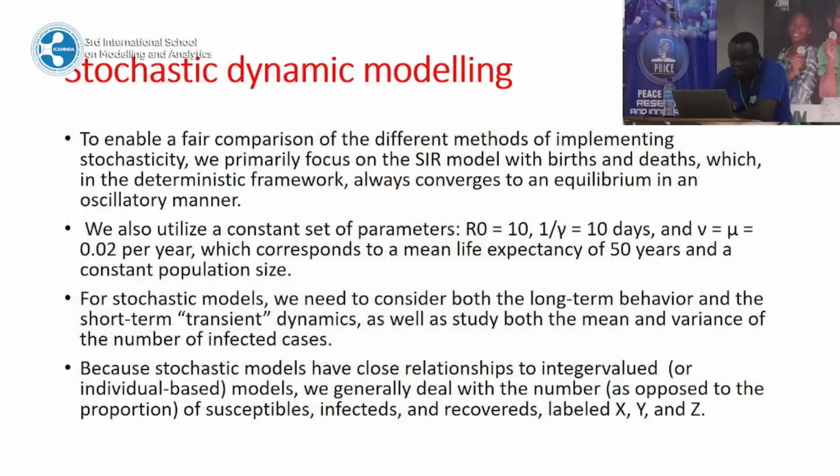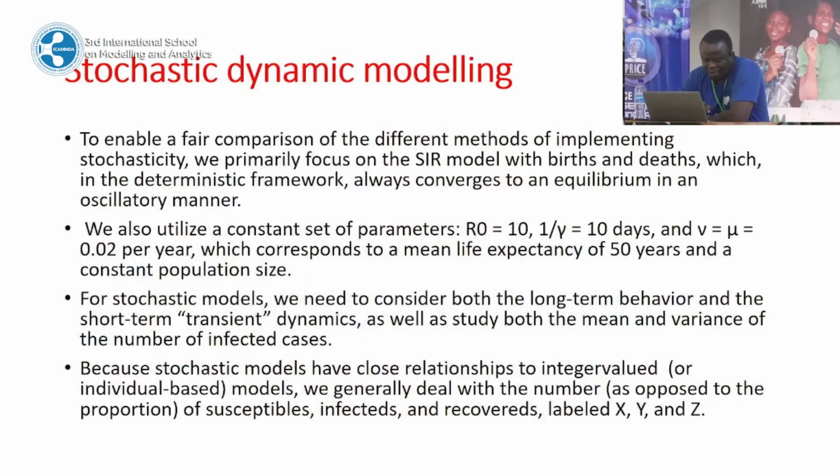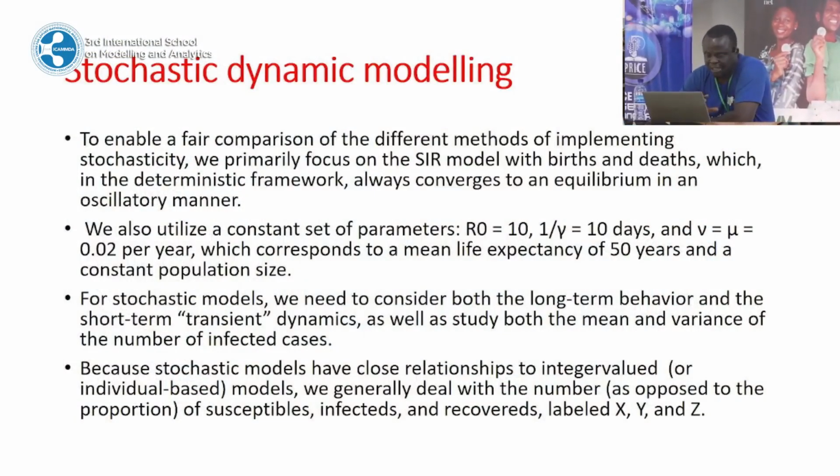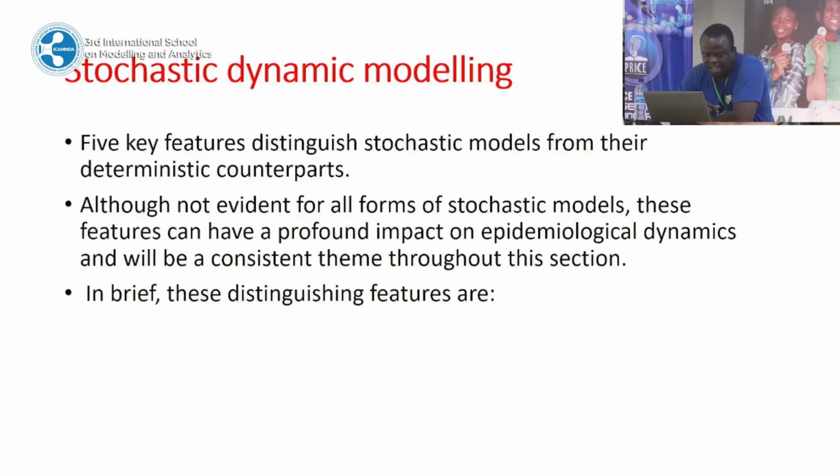So the deterministic just takes the average, and then you are not getting the full picture. Because stochastic models have close relationship to integer valued or individual based models, we generally deal with the number as opposed to the proportion of susceptible and recovered, labeled X, Y, and Z. Now, 5 key features distinguish stochastic models from their deterministic counterpart. Although not evident for all forms of stochastic models, these features can have profound impact on epidemiological dynamics and will be a consistent theme throughout this section.